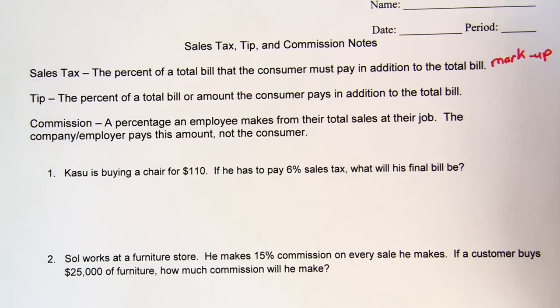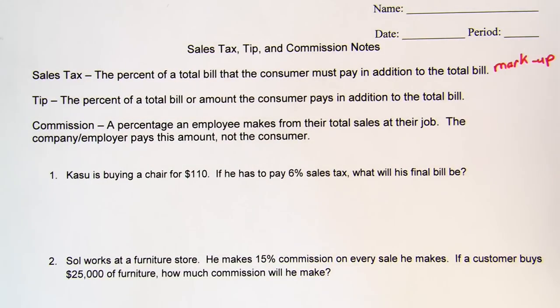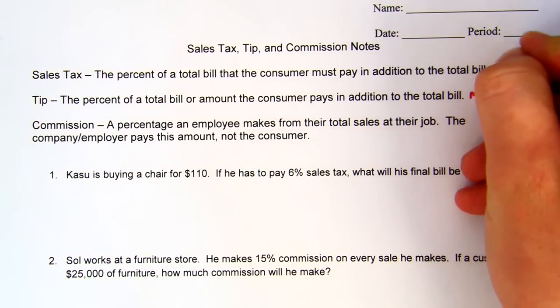original amount. Okay. For our tip, we have the percent of a total bill or amount the consumer pays in addition to the total bill. Just like sales tax and just like markup, we're going to be finding the amount that someone pays in tip, and then we're going to be adding that to the original bill there. So same idea as markup, no difference.